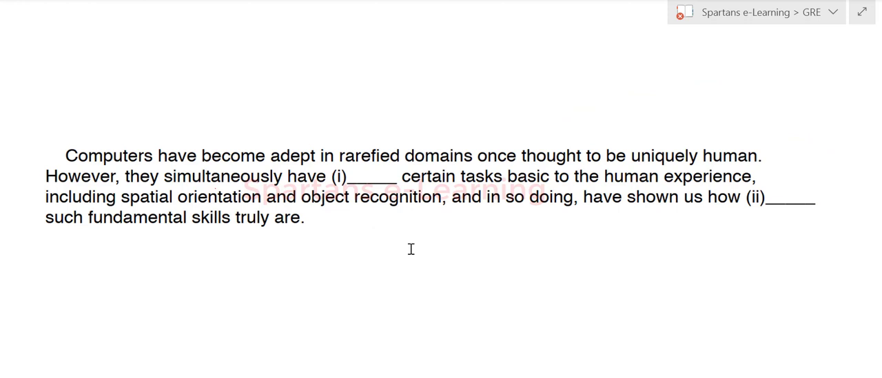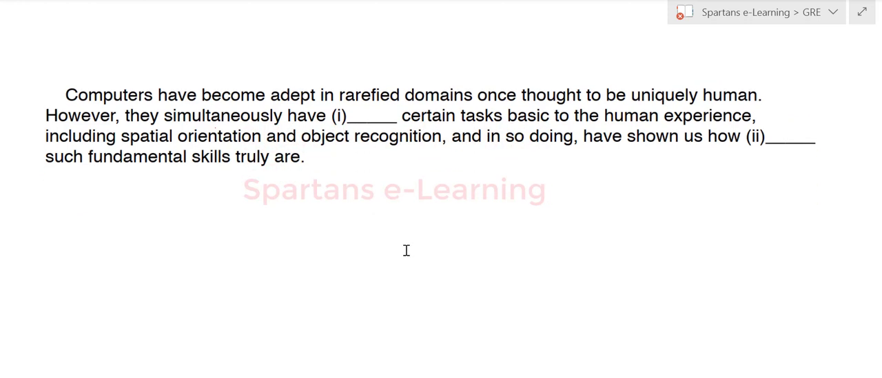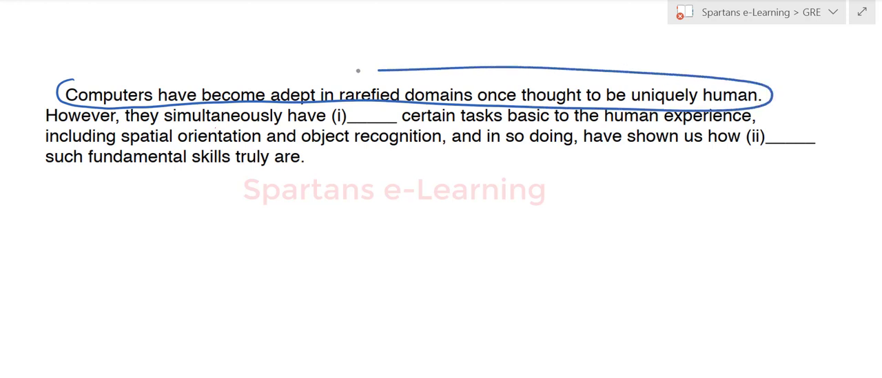Now let us solve this question. Computers have become adept in rarefied domains once thought to be uniquely human. Now if you take this whole sentence, I told you you have to go part by part, don't try to answer taking the whole thing at a time. However, they simultaneously have dash certain tasks basic to human experience, including spatial orientation and object recognition, and in so doing have shown us how dash such fundamental skills truly are.